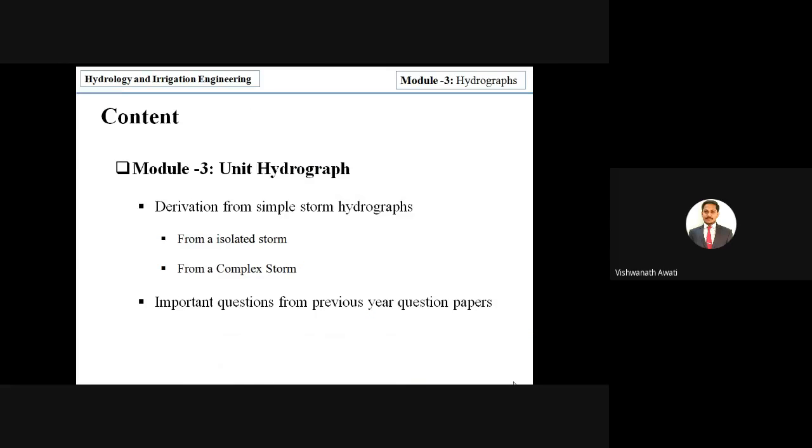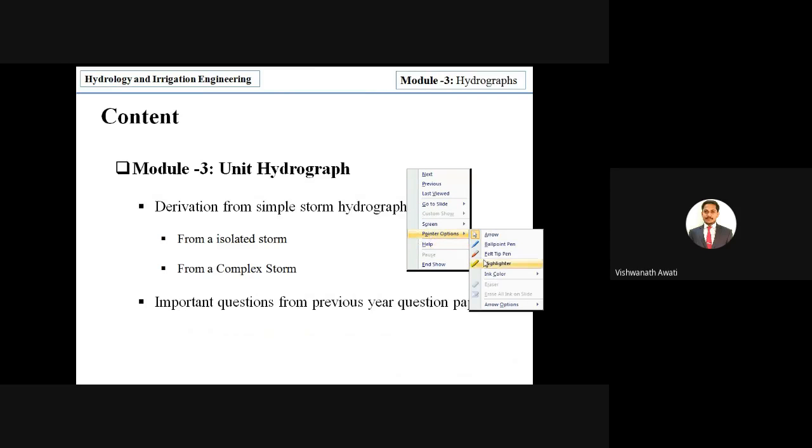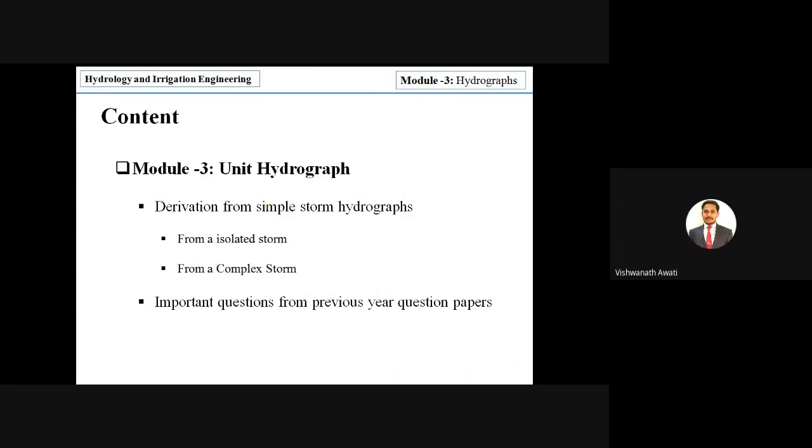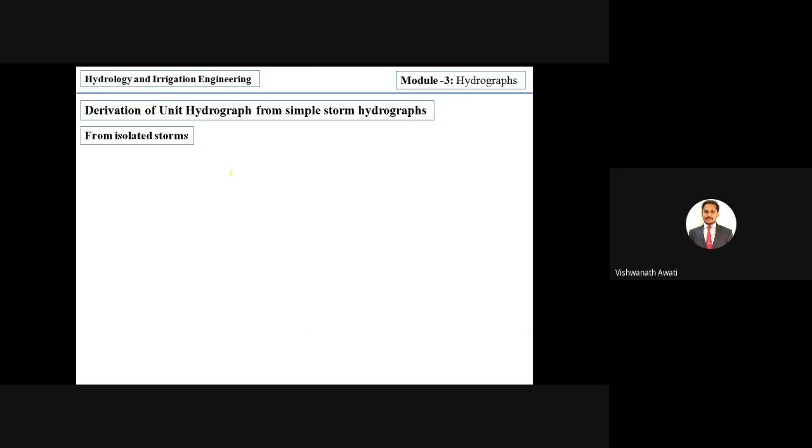Today's main discussion is related to the derivation of unit hydrograph from simple storm hydrographs. We can discuss derivation from the isolated storm and from the complex storm, and we will discuss some important questions. First, we'll go through how to make the derivation from an isolated storm, and we have some simple steps.